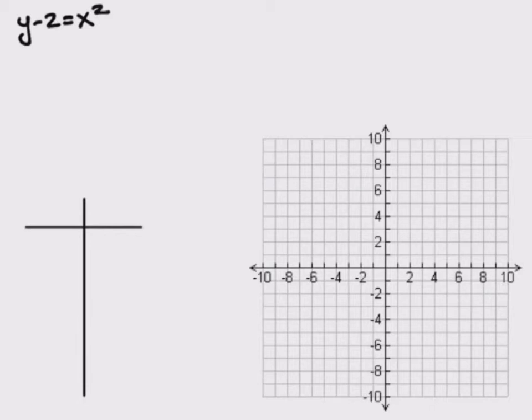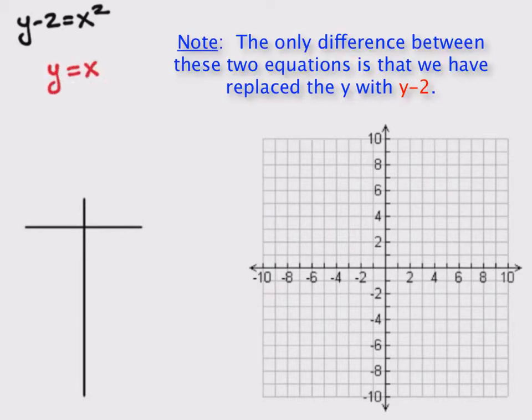Let's graph all the ordered pairs for y minus 2 equals x squared. Of course, compared to our original graph, y equals x squared, all we've done is replace the y with the y minus 2. Before we find the ordered pairs, let's go ahead and put this into y equals form. We end up with y equals x squared plus 2.